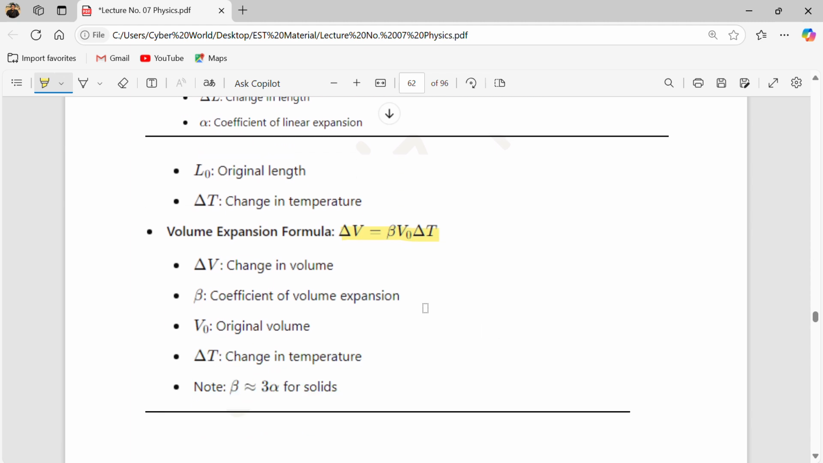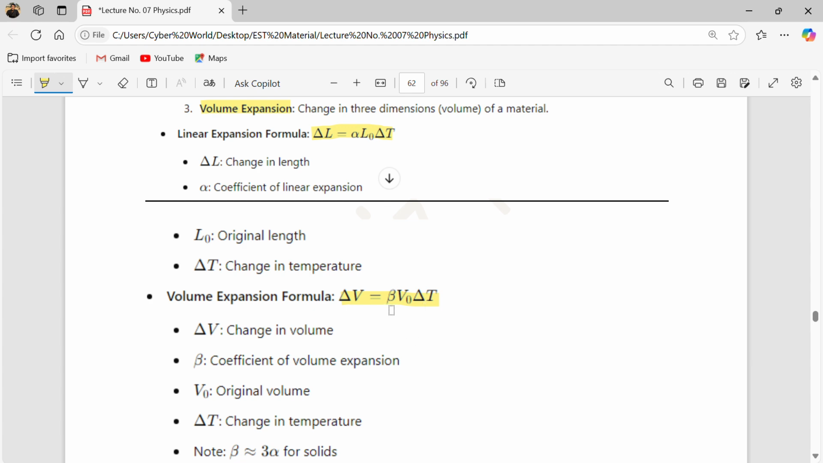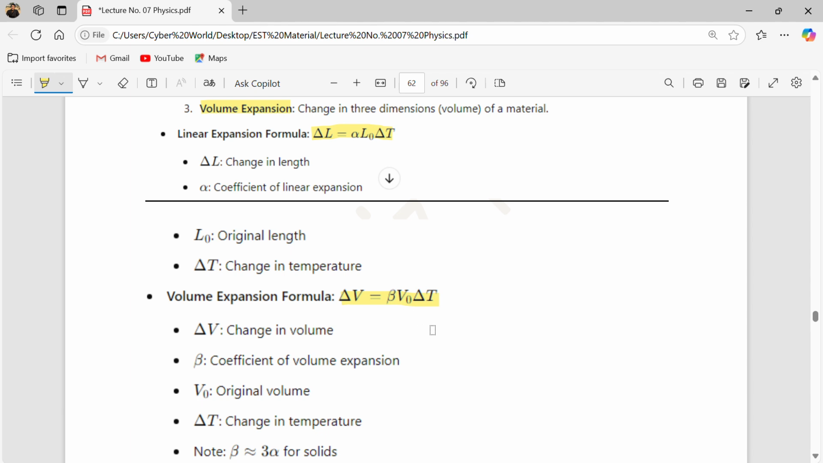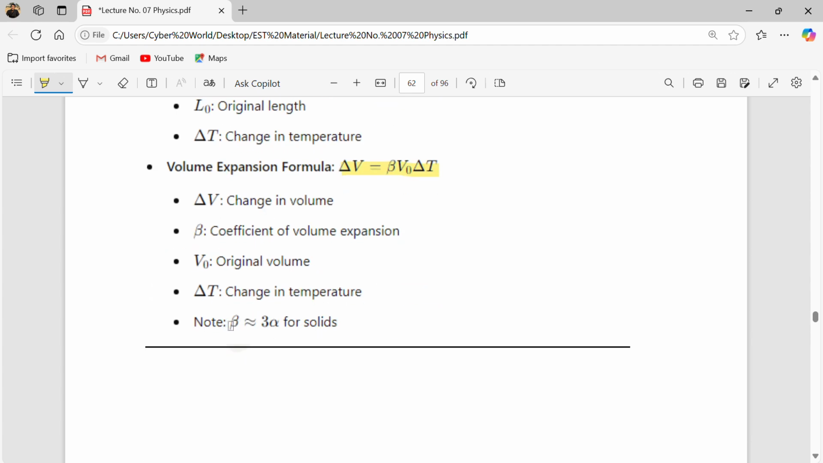In that case, your beta equals 3 alpha. This means in volume expansion, it increases three times your linear expansion. When you heat a body, if there is volume expansion, you can say there is three times the linear expansion, because beta is equal to three times alpha. This is a very important conversion for solids. Keep it in mind, many times these MCQs came.